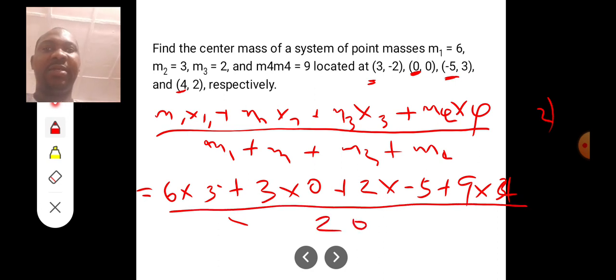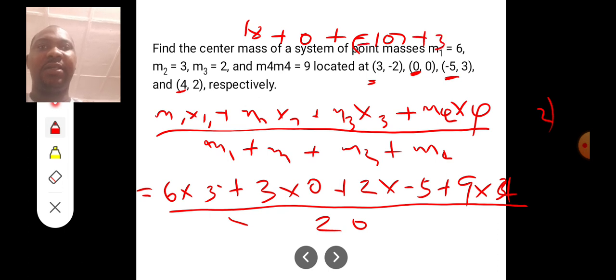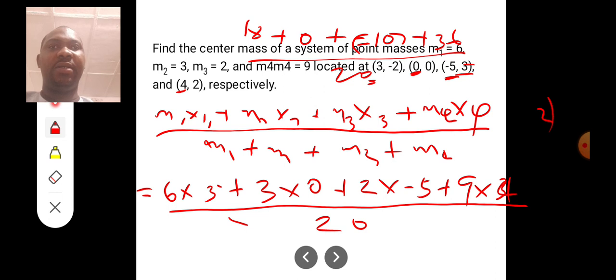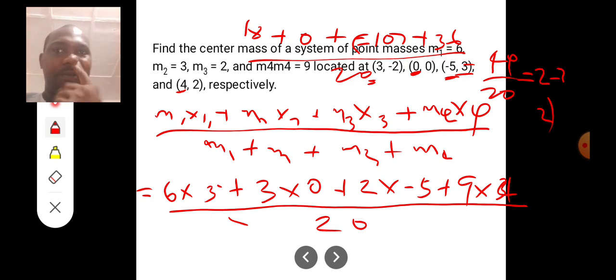So you see 6 times 3 is 18. So we are going to have 18 plus 3 times 0 is 0 plus 2 times minus 5 is minus 10, then plus 9 times 4 is 36. Everything all over 20. Now this is going to be 18 plus 0 is 18 minus 10 is 8, 8 plus 36 is 44. So 44 over 20 will give us 2.2, which is exactly what we got before. We can do the same thing for y and we'll still get the same answer.